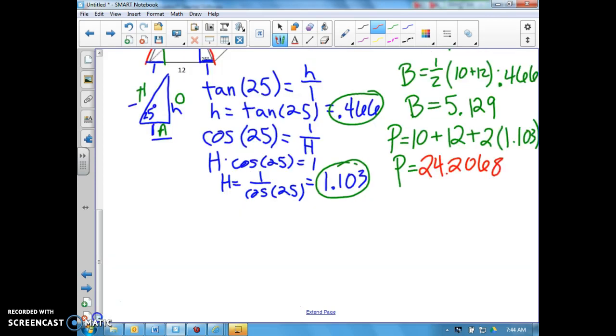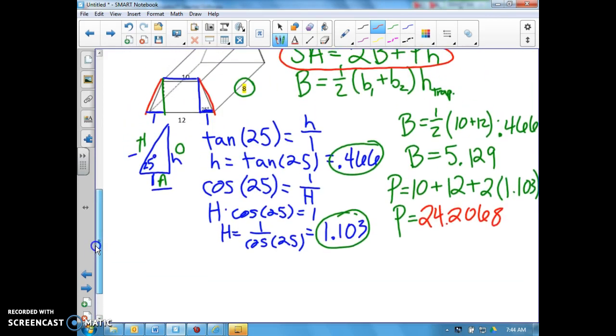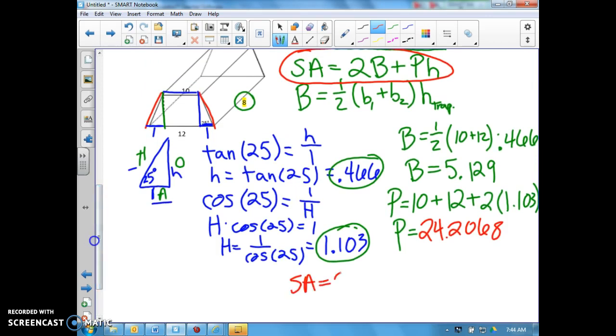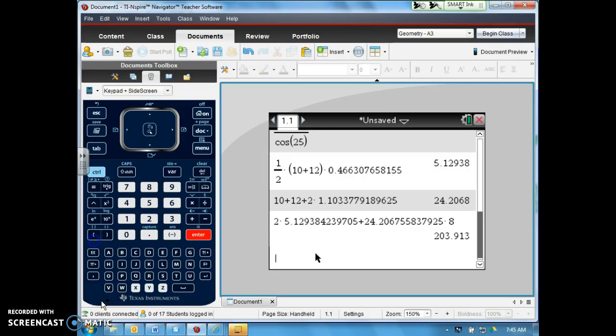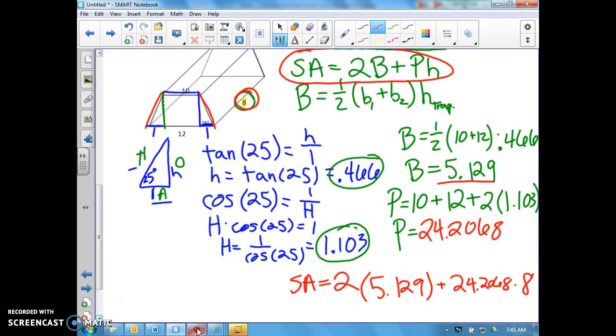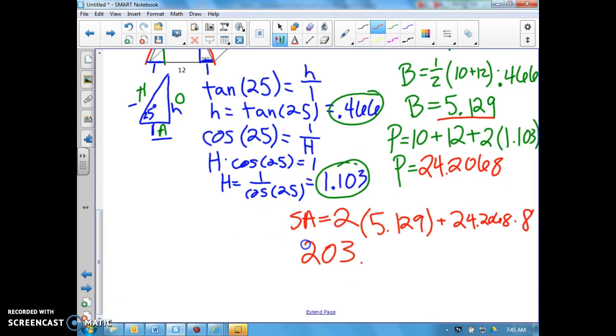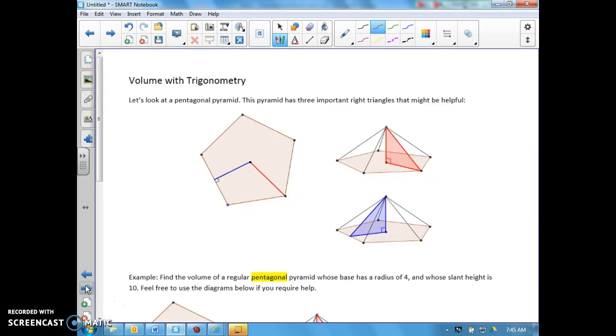Okay. Now, final step, we get to plug everything back into my surface area formula. Extend the page. So, if my surface area equals 2 times the base, which we got as 5.129, plus perimeter, 24.2068, times the height, which is 8, plug it into the calculator, and we get 203.913. So, final answer: 203.913 units squared.